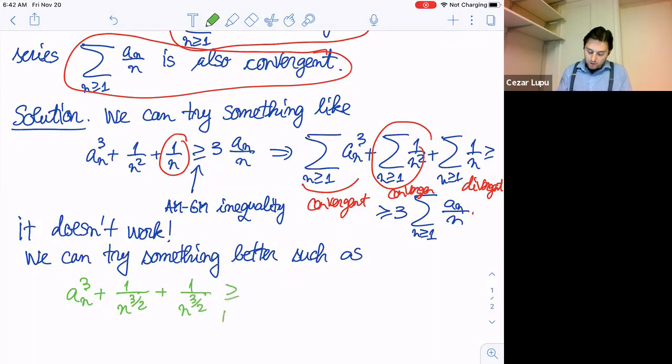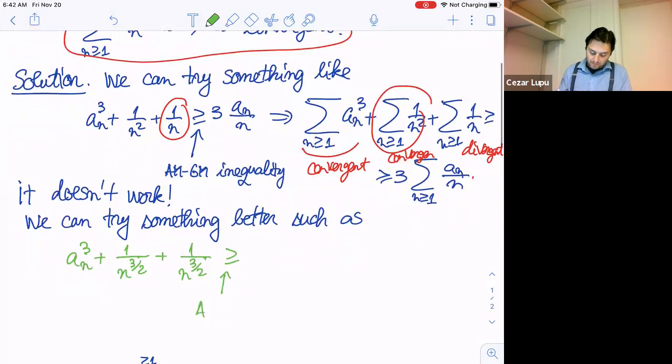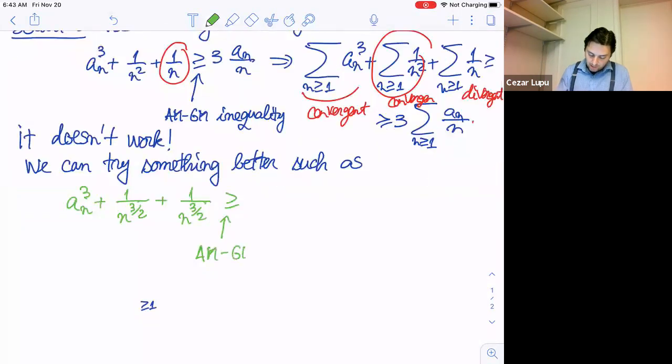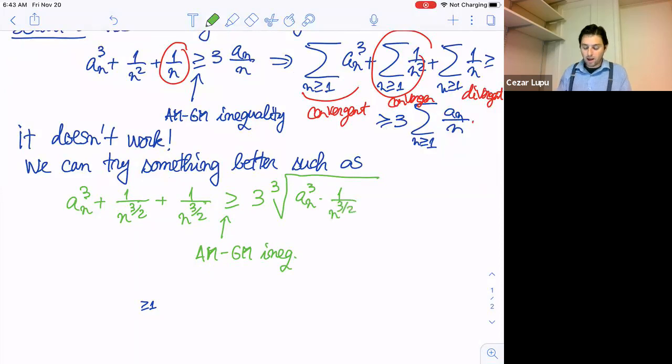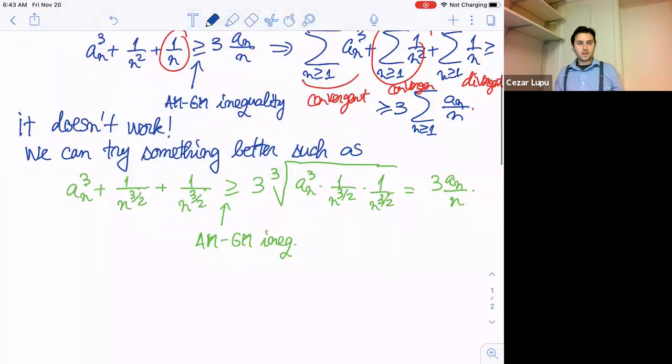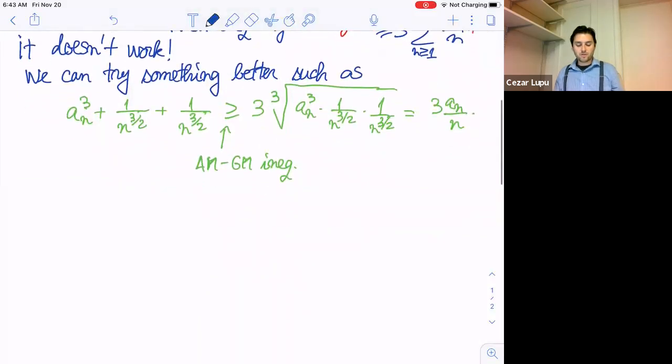And again, by the AM-GM inequality, this is greater or equal, let's be careful here, to 3 times the cube root of a_n cubed times 1 over n to the 3 halves times 1 over n to the 3 halves. And this would be 3 a_n over n. Wow, that's just beautiful. You see, this AM-GM works just perfect.